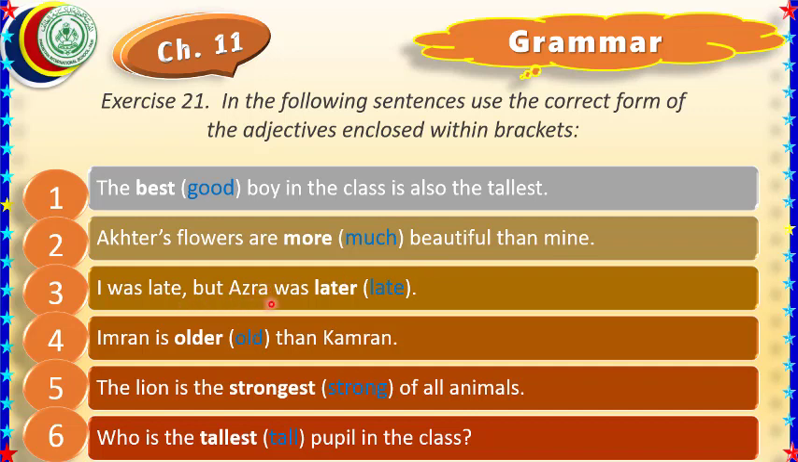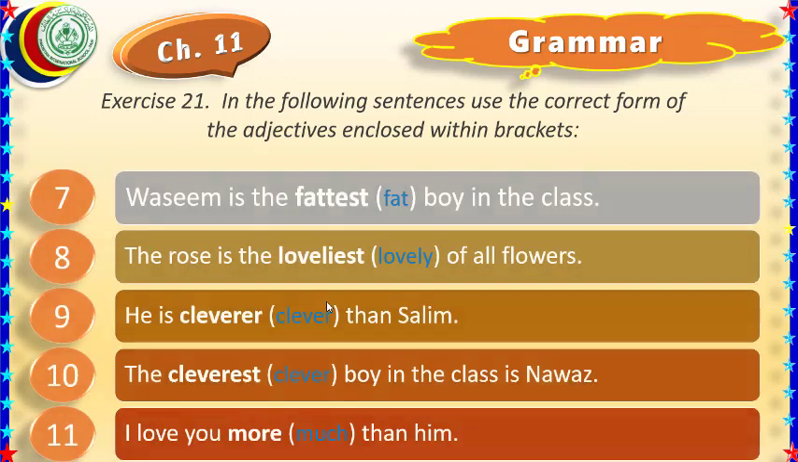I was late, but Azra was later. This is comparative degree because I is compared with Azra. We shall do this exercise like this. Part number 7: Wasim is the fattest boy. We are comparing here Wasim with the whole class. When we compare one thing with so many things, we use superlative degree. The rose is the loveliest. We are comparing rose with all other flowers.